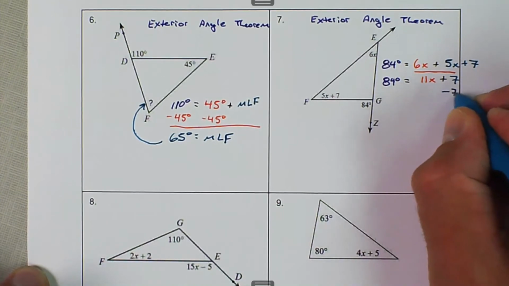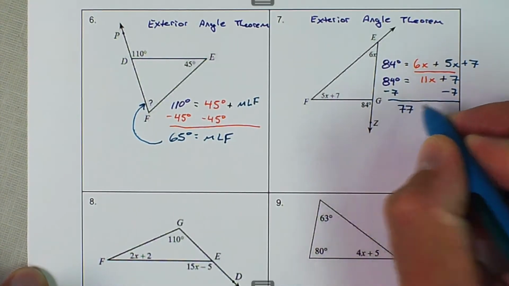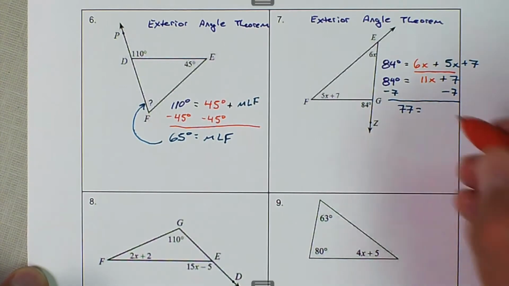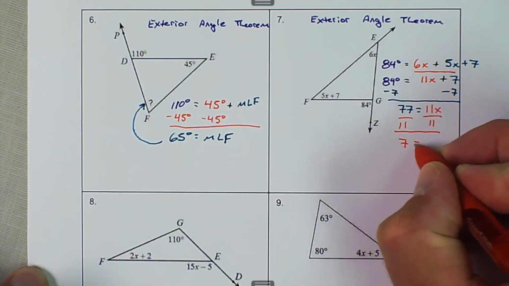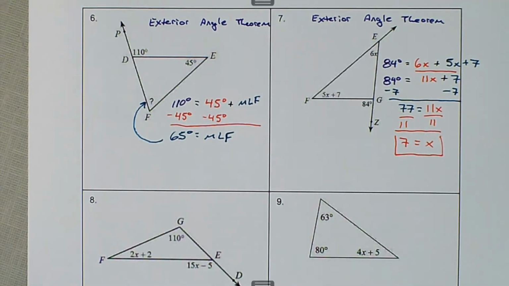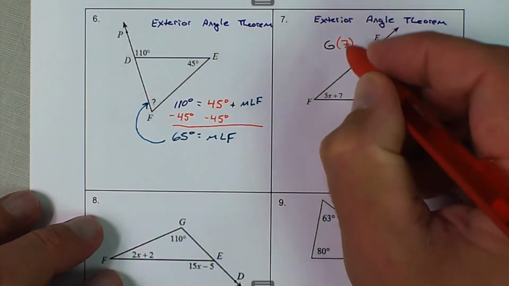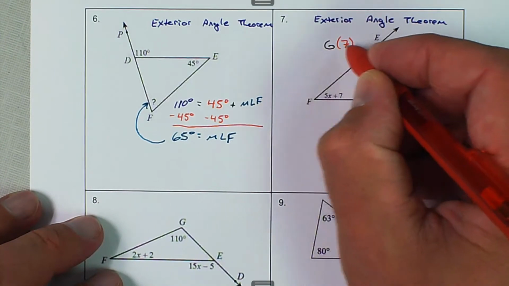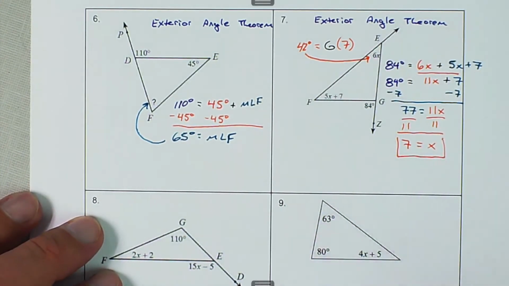And then we could subtract 7 from both sides, and we get 77 is equal to 11x. Divide both sides by 11, and then we get 7 is equal to x. We can substitute the 7 back in, so 6 times 7 is going to be equal to 42 degrees. So that's the measure of angle E.